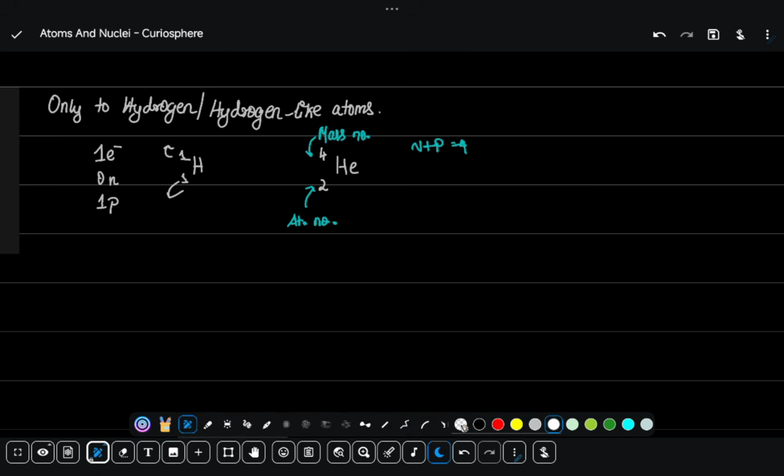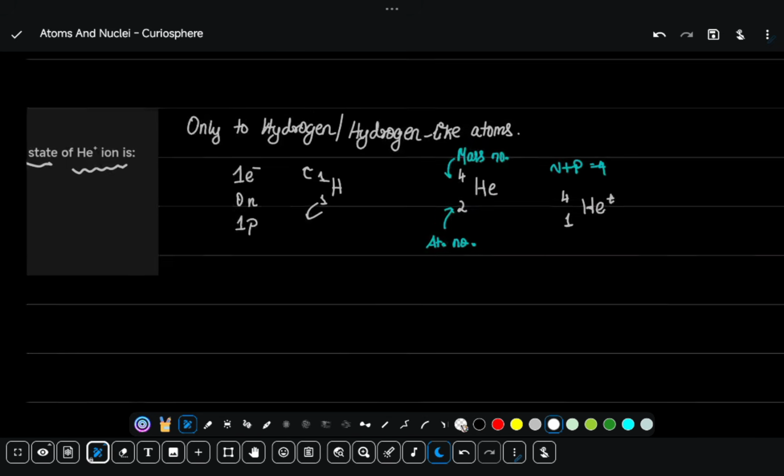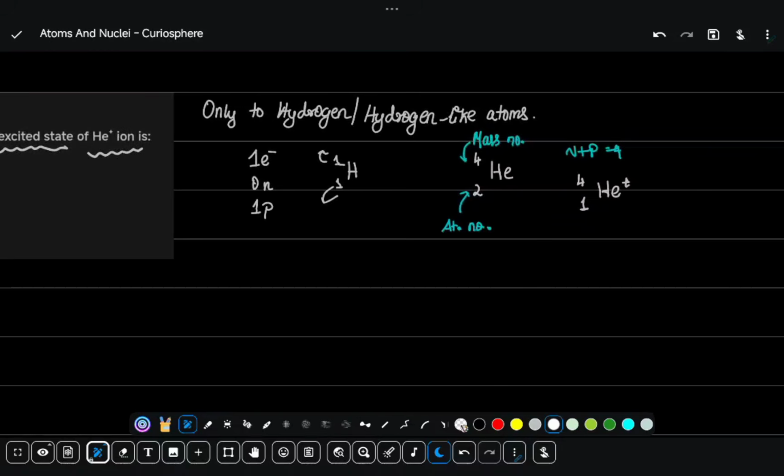Now coming back to helium plus, its mass number remains the same because there is no change in the nucleus, but it is a one electron species, similar to hydrogen. So whatever we see similar to hydrogen, or hydrogen-like atoms, is nothing but one electron species.